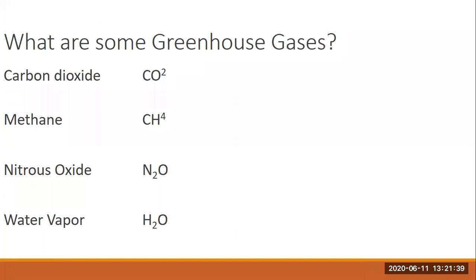What are some of the greenhouse gases? Well, probably you've all heard of carbon dioxide. That is the one that's usually talked about. But another one is methane. Another one is something called nitrous oxide. And one that you probably haven't heard of as being a greenhouse gas is water vapor. Remember I said that water vapor, when it condenses, gives off heat. So it is also a greenhouse gas.